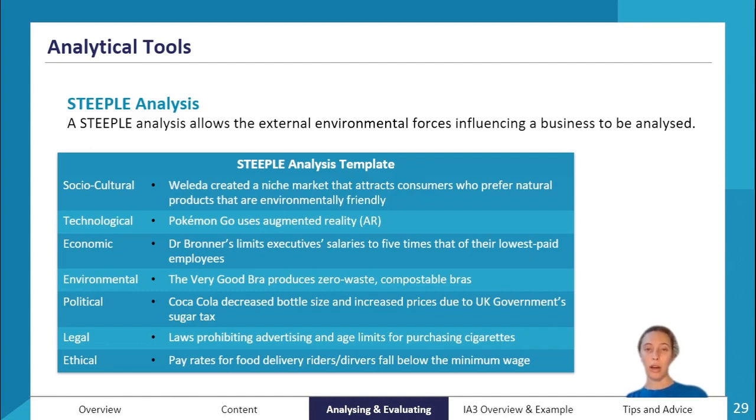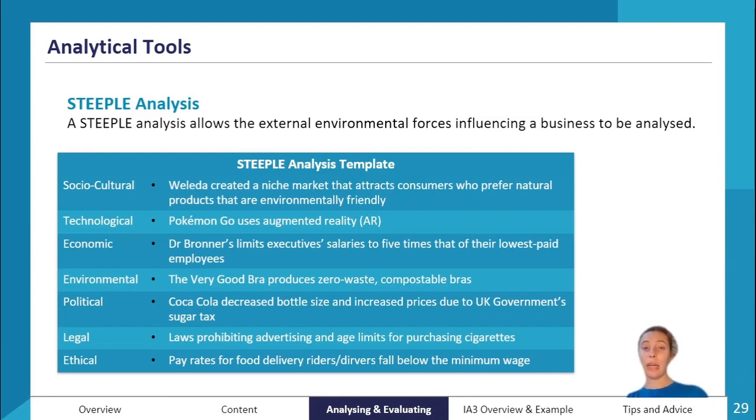So in the socio-cultural section, this is all about people and their values and the way that things are working in society in that socio-cultural space. So Weleda is a business that creates different products like creams and things like that. It created a niche market. A niche market is that small segment of a market that not many others or no others have taken advantage of, and it's attracting consumers who prefer those natural products that are environmentally friendly.